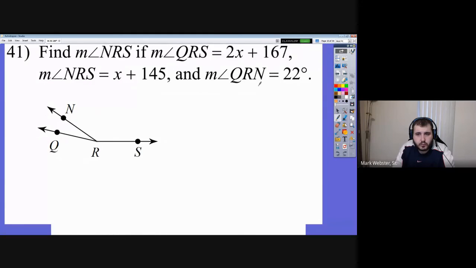So QRN, that's one part. NRS, that's the other part. So we're going to add those together. And then QRS is the whole thing. So that's this part. And then, it's the same exact problem. We're just going to combine like terms.